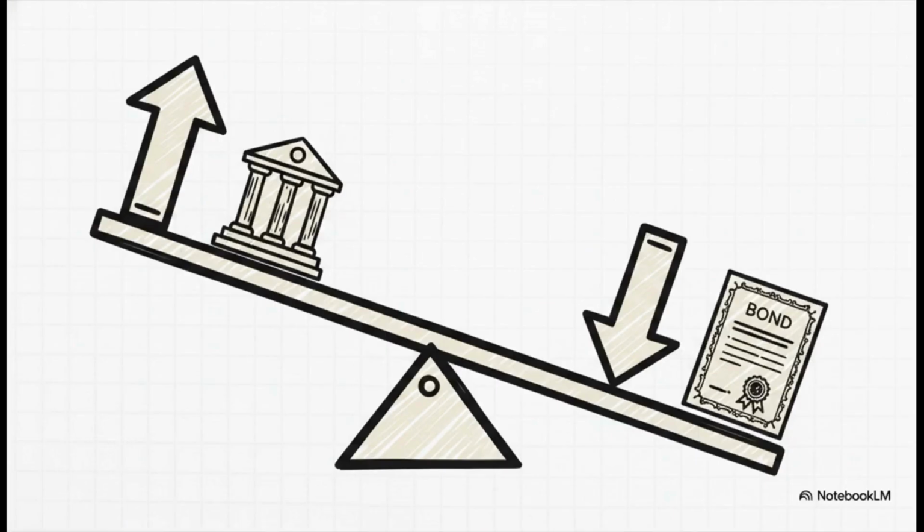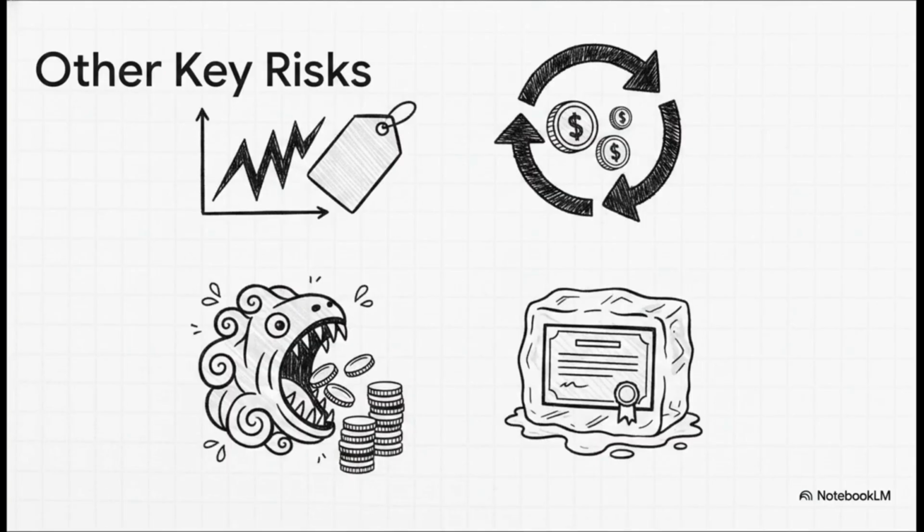And keep in mind, longer duration bonds are especially sensitive to these shifts. The longer you have until maturity, the steeper the potential price volatility. Beyond just interest rate risk, there are a few other realities of bond investing we need to quickly touch on so you have the full picture. There's market price risk, which we actually just covered. That's the potential of losing some capital if you have to sell early.